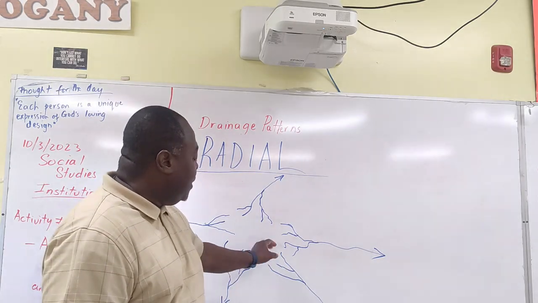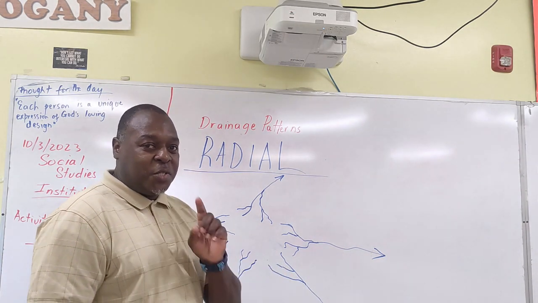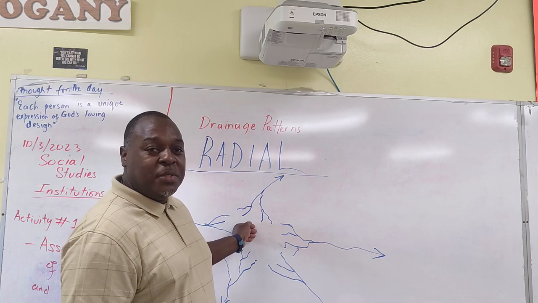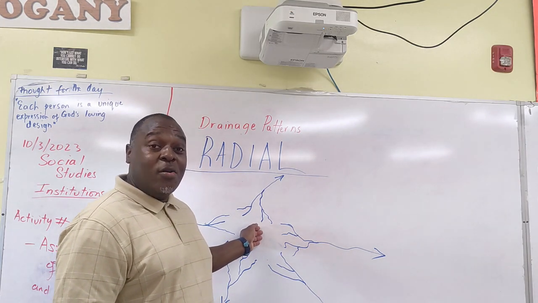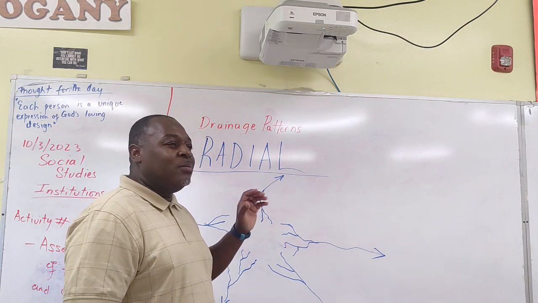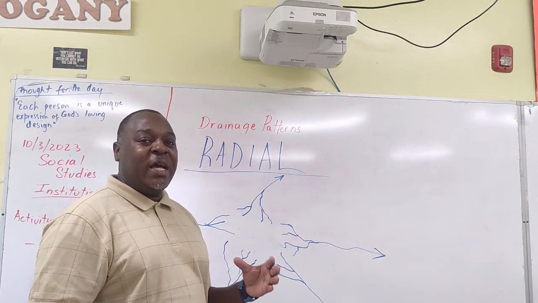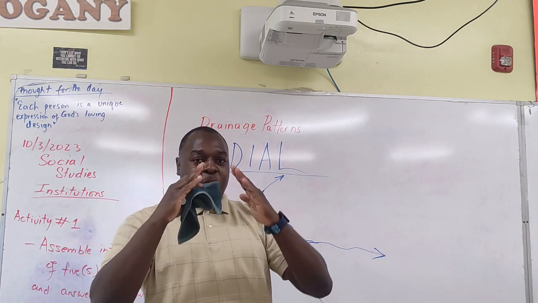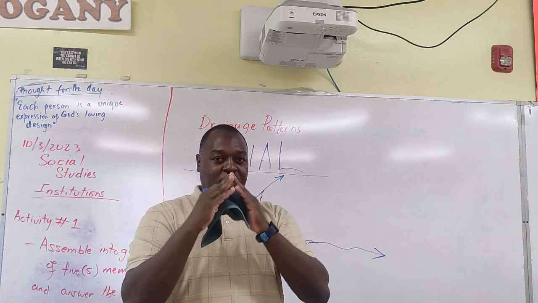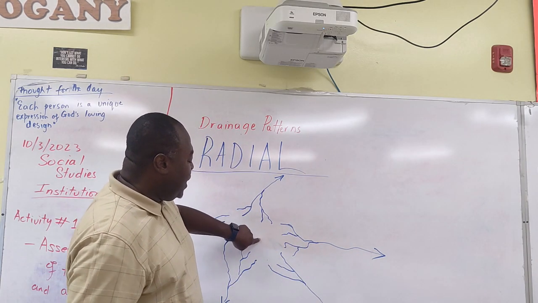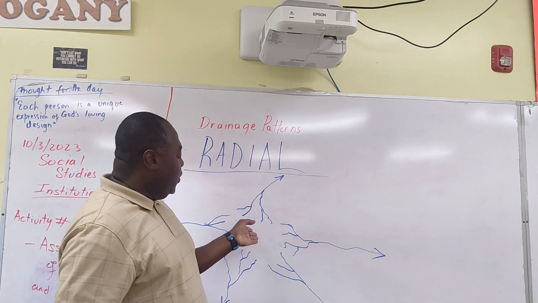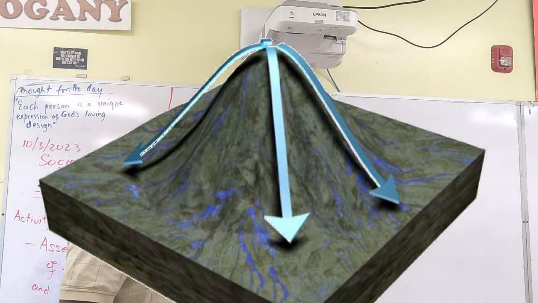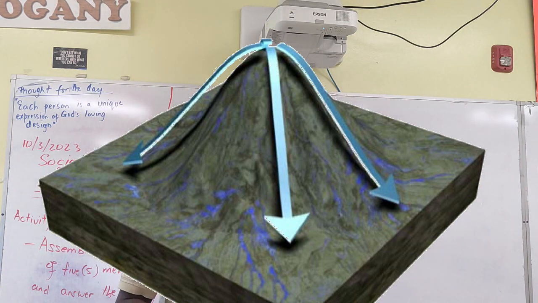What if there was a mountain here? Let's visualize it. What if there was a mountain here, or a hill, or a volcano, or whatever it is, but it's a high cone-shaped feature? Think about it. If this is the highest point of the land, when the rain falls on this peak, it will run that way, that way, all different directions.